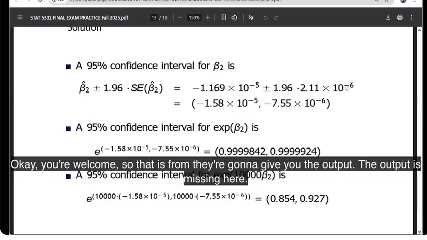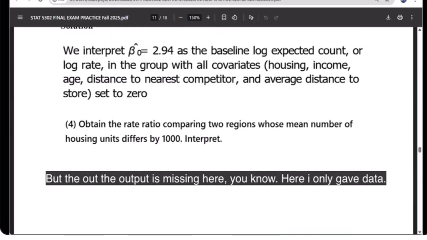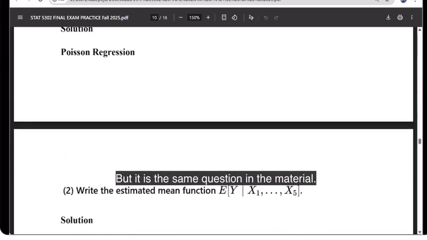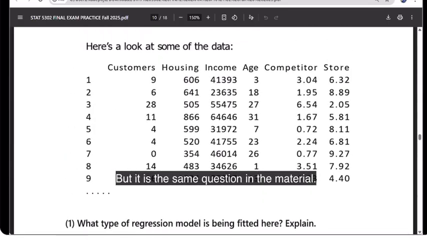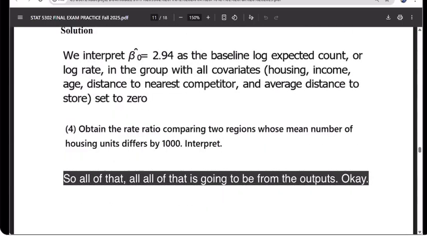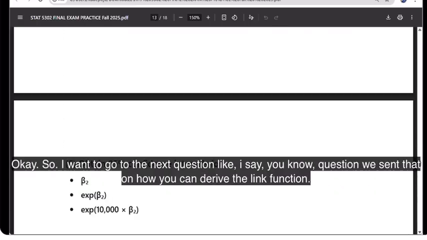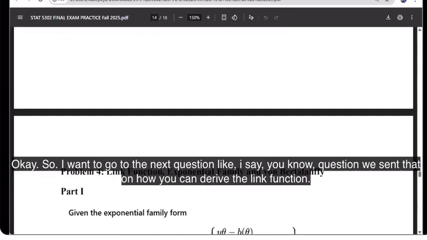So that is from the output they're going to give you. The output is missing here, and I only gave the data, but it is the same question as in the material. You can check the last material, like I said. All of that is going to come from the outputs. Okay, I want to go to the next question.